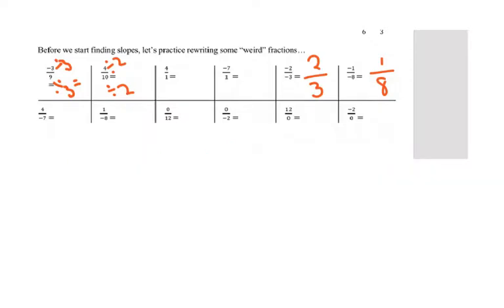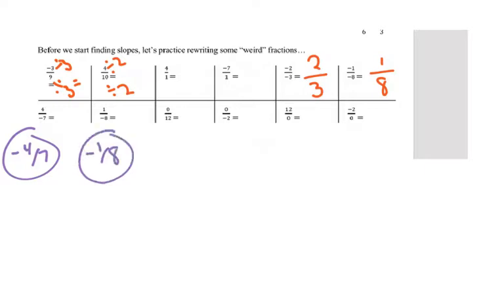So let's keep going. 4 over negative 7. 4 and 7, I can't reduce those numbers. The only thing I have to note is when I have my slope, it would be a negative 4/7 slope. That's it. Not a lot to do there. Same thing with the next one. It stays negative 1/8 as your answer because there's one positive and one negative.